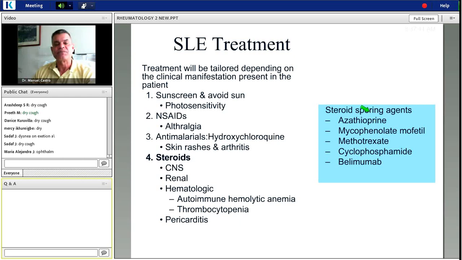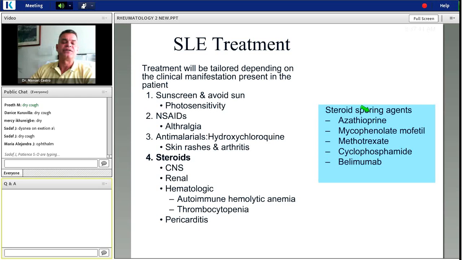So you can use azathioprine, mycophenolate mofetil, methotrexate, cyclophosphamide, and belimumab. Okay, these are substitutes instead of steroids that can be used in patients with SLE. So keep in mind that you can use some of the other immunosuppressive agents, or methotrexate and belimumab, as a steroid-sparing agent in SLE.